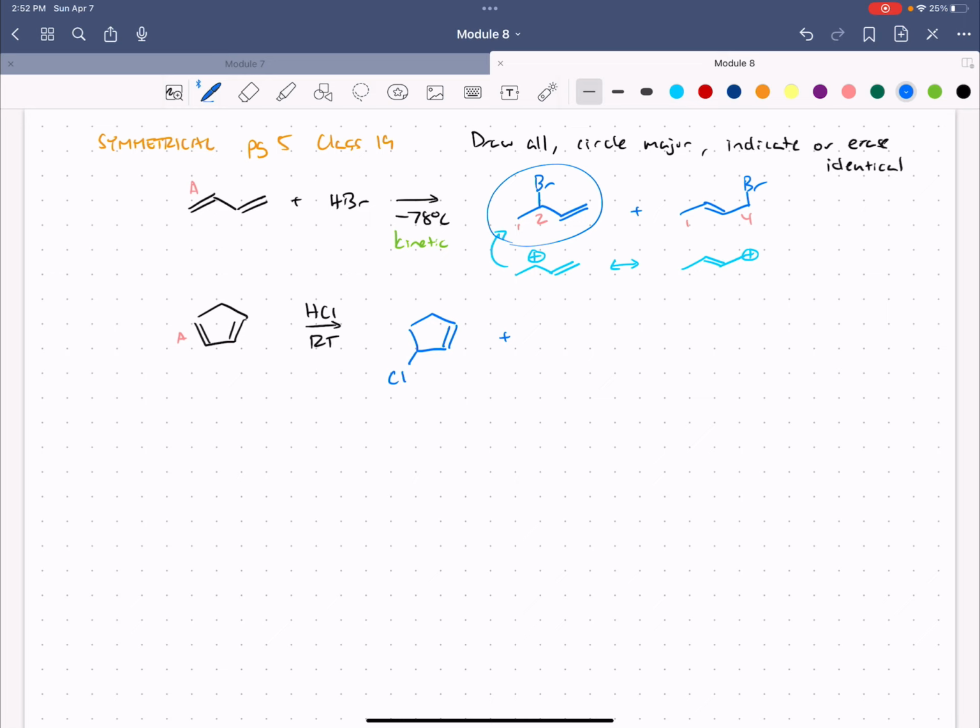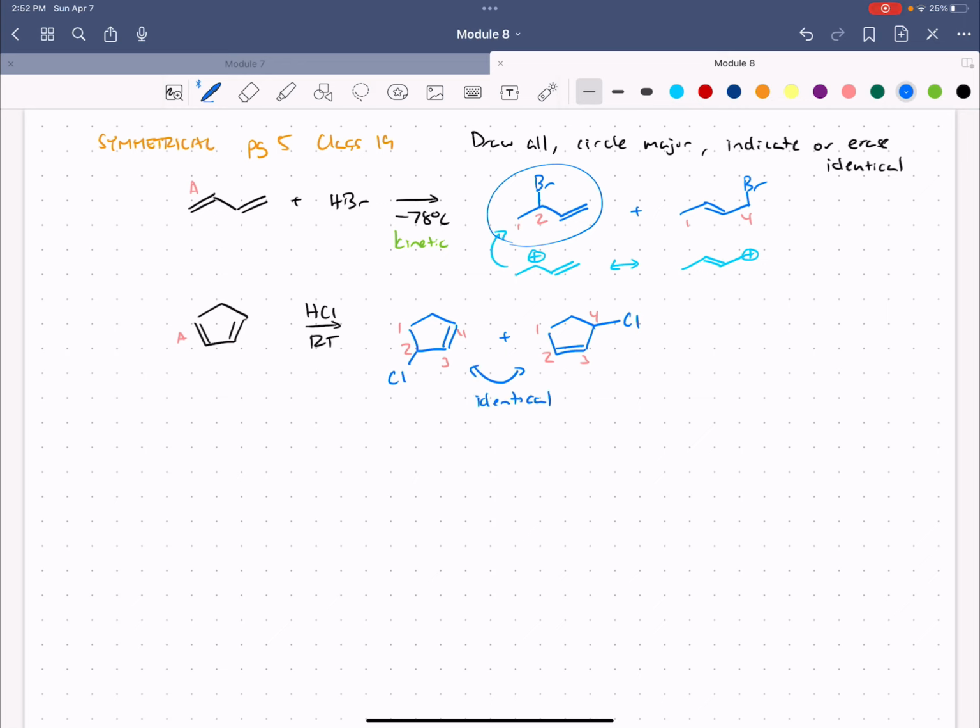Now look at this. When I shift the double bond in resonance, the double bond goes now here. And we could even number it. Maybe that might help. 1, 2, 3, 4. So this is the 1,4 product. So wouldn't it make sense that the chlorine goes at the 4 position? These two are identical.